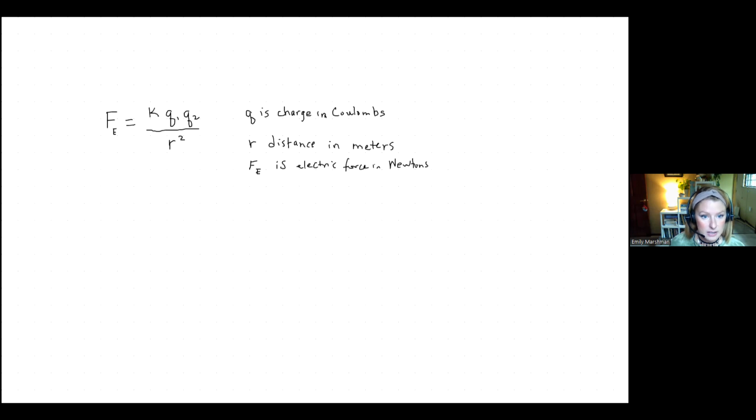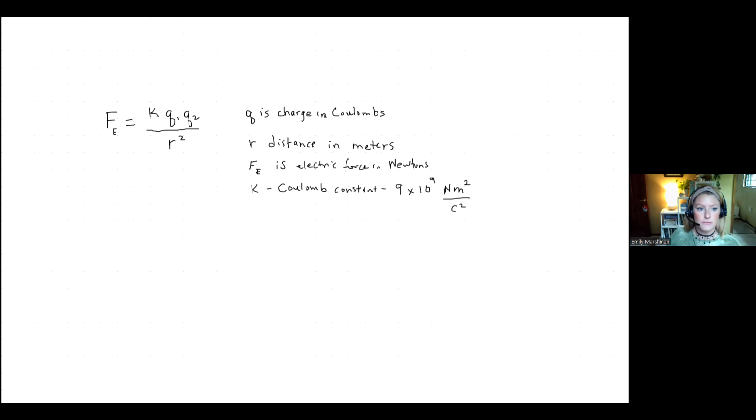And K is the Coulomb constant. It tells us how all of these are related to each other. Its value is 9 times 10 to the 9th. Its units are Newton meters squared per Coulomb squared. It's a pretty big constant, 9 times 10 to the 9th, right? It's a fairly large constant. So this is telling me that the electric force between charges is relatively large.